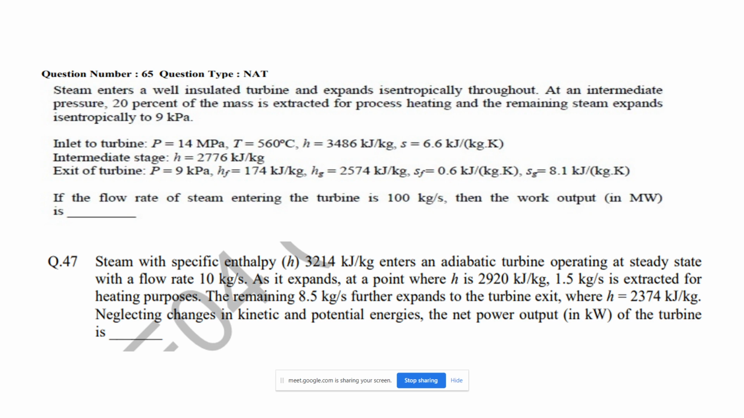Has anyone got the answer for question number 65? 135.56. No, I think you have made a mistake there. It is actually mentioned in the question that 20% has been extracted. So I think you are making a mistake here.